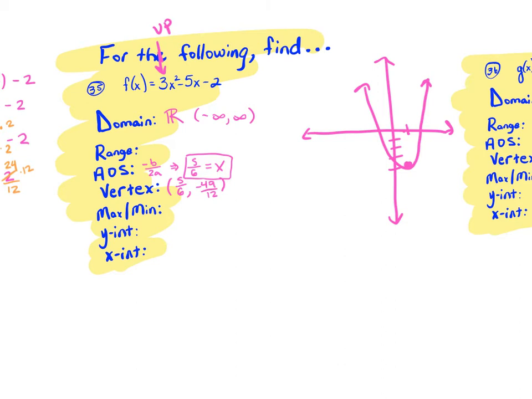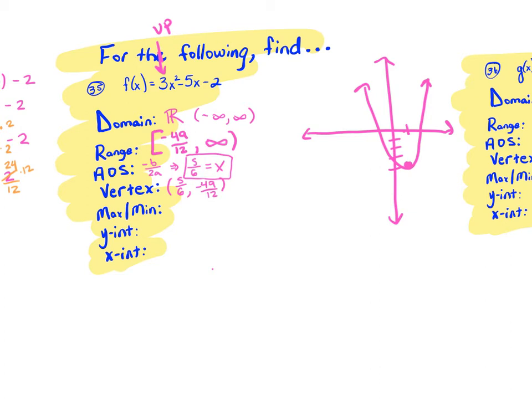All right, now we can go to our range. What would our range be? Where does our graph start? What y value does it start at? Negative 49 over 12. Is it including negative 49 over 12? Do we put a bracket or parentheses? A bracket. So we have negative 49 over 12. And where does our graph end? Infinity.